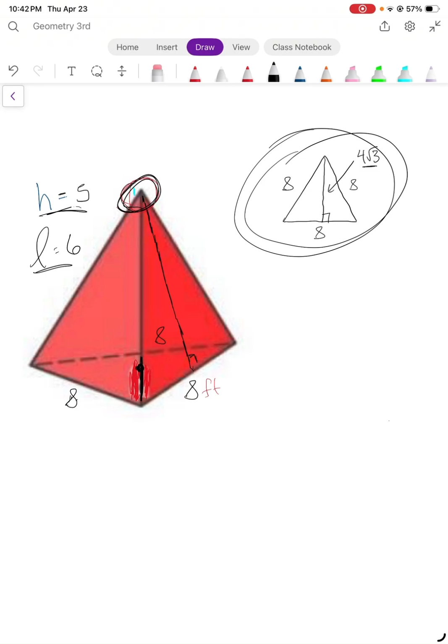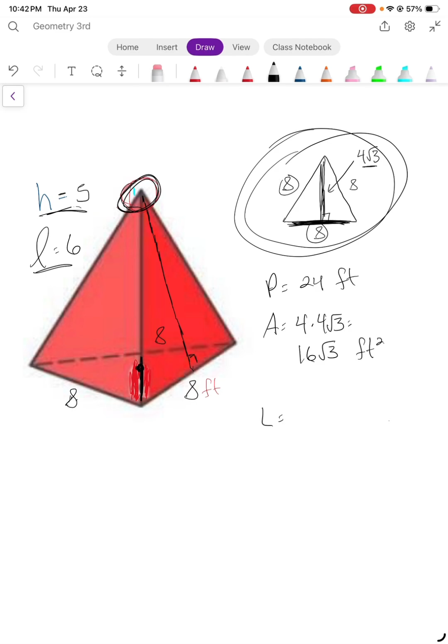So let's do the perimeter of the bottom, and let's do the area of the bottom. Perimeter, just add up all the sides, and you get 24. The area, since it is a triangle, is 1/2 of the base times the height. 1/2 of the base is going to be 4, times the height, 4 root 3. Multiply what you can, and you get 16 root 3. And that's going to be in square feet, since we're letting all of our units be feet.